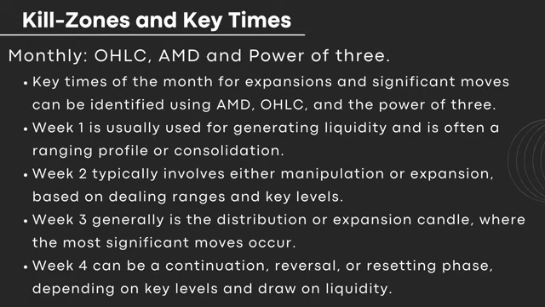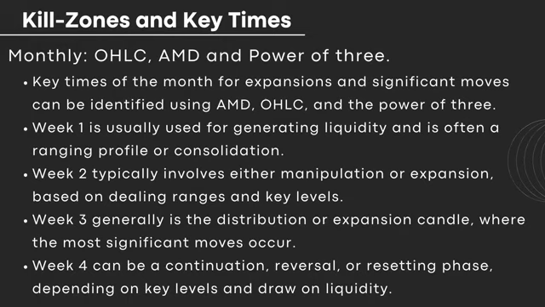Next up we've got the monthly range, and we'll learn how to use time to filter it out, right? For it, you can use concepts like the open high low close concept, AMD, and power of 3. Now remember, these aren't the only concepts you'll use, right? You'll make sure to combine the other price concepts and the other time concepts with each other in a logical manner, right? You're going to use key levels, CRT, dealing ranges, and everything, right?